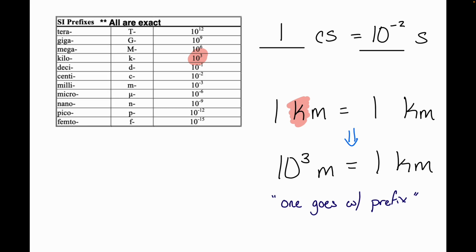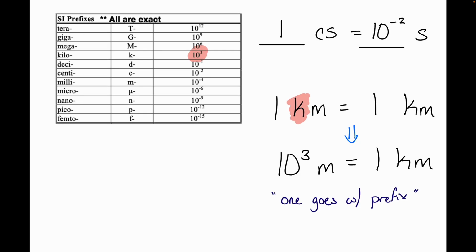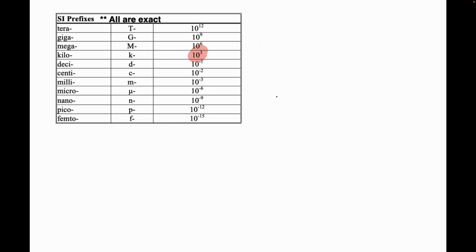All right, we're going to build our equality. We're trying to figure out what goes where. Put the 1 on the side with that metric prefix. All right. Okay, I'm going to go back to my original example here. My 1 centimeter, 1 with the prefix, equals 10 to the negative 2 meters.